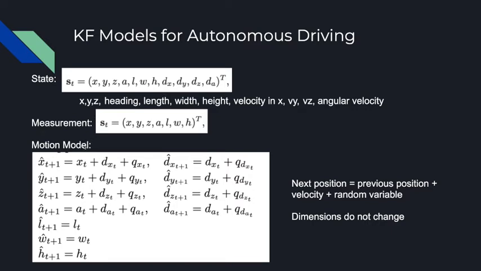For our motion model, we assume that all objects travel with constant velocity. So this means that at the next time step, we can estimate that our position will be our previous position plus the velocity at that time. And then we assume that our position and our velocities are constant with some noise, which is represented by Q here.